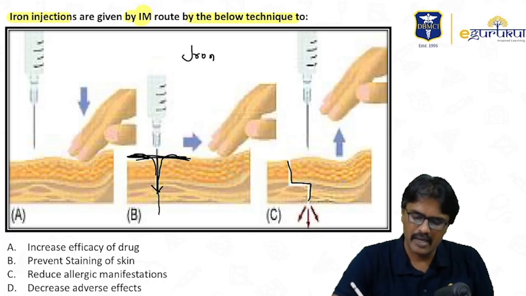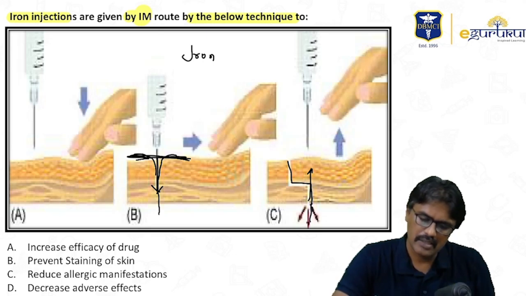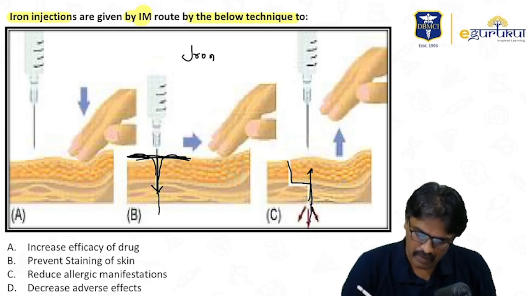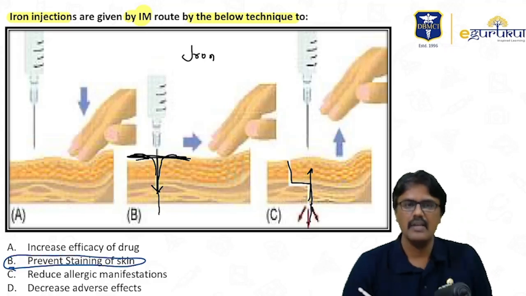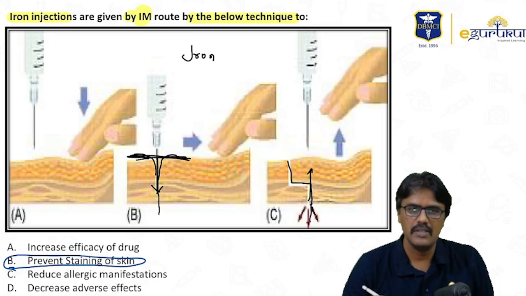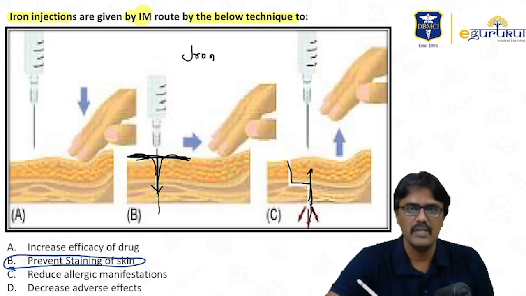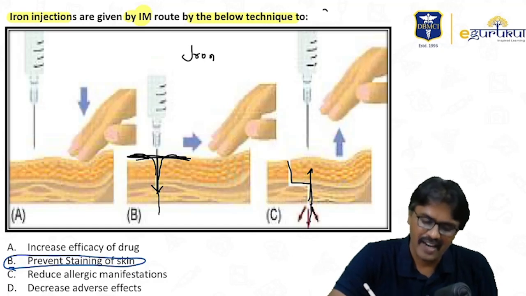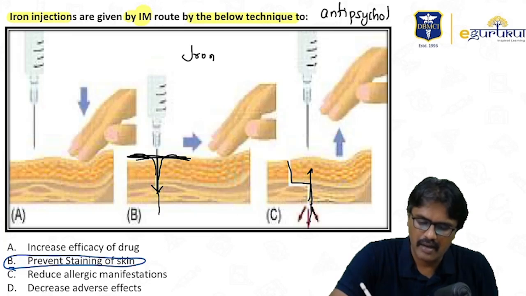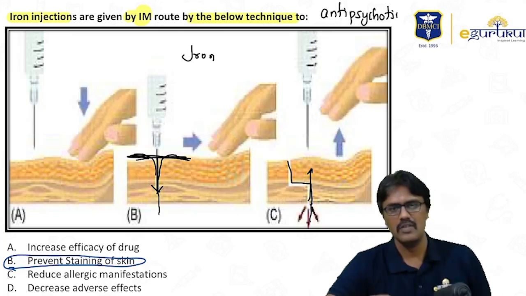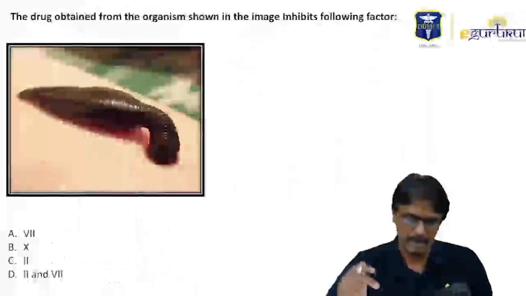So if I do Z-track technique, what happens? The drug will not enter back, it will stay inside. So why do we do this technique while giving iron injection? Remember guys, it is to prevent staining of the skin, not to increase the efficacy, not to reduce allergic manifestation, not to decrease adverse effect. Can you tell me one more group of drugs which are given by this technique? They are called antipsychotics. Even antipsychotics are given by Z-track technique. Okay, remember this is the Z-track technique.